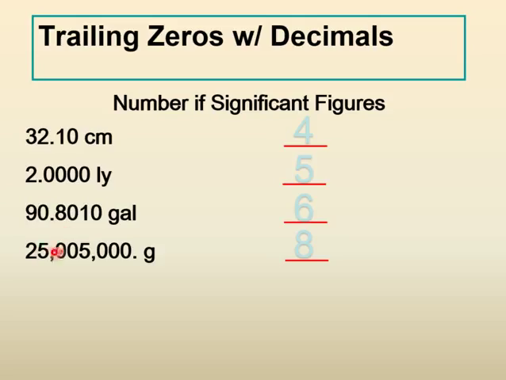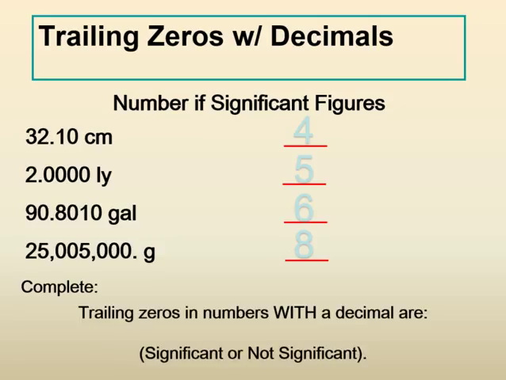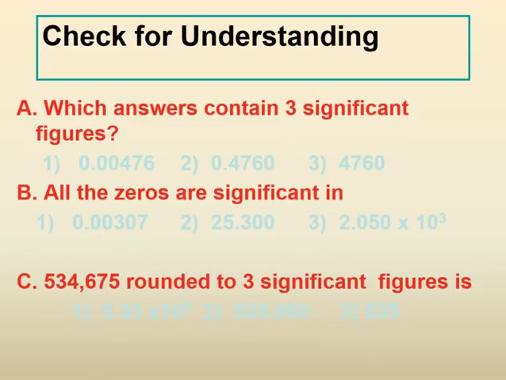Okay, notice that this 25,005,000 was present in the previous slide. However, on the previous slide, no decimal was present. On this slide, the decimal is present, and that changes the number of significant figures. So help me complete this rule. Trailing zeros in numbers with a decimal are significant. All right, take an opportunity to pause the video so you can try this on your own, and then I'll give you the answers.